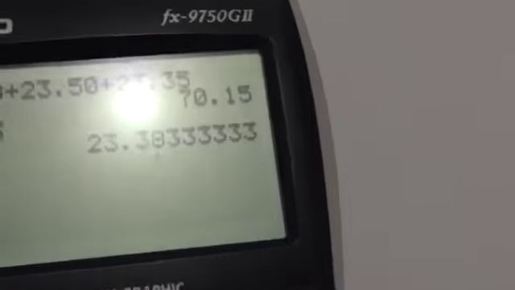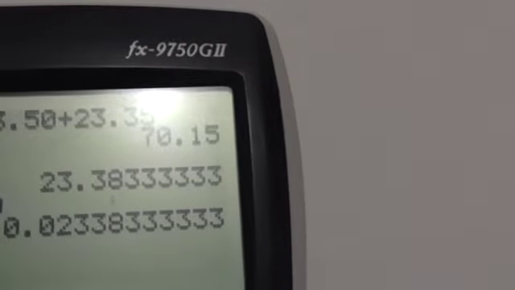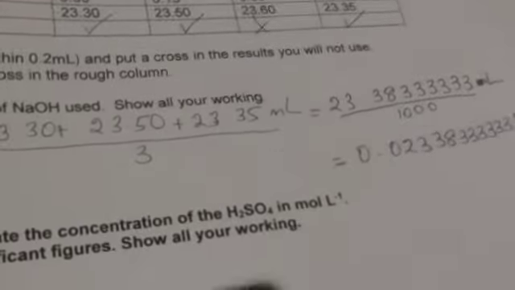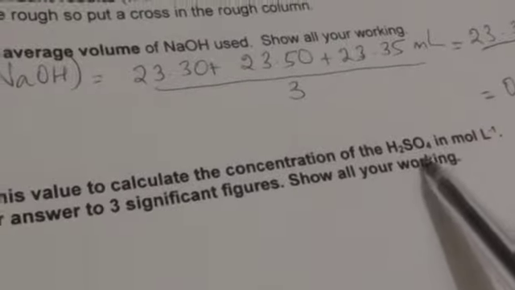So I just make sure I do this on my calculator as well. Divided by 1000, and I've got 0.02338 followed by 6 3's, and the unit is liters. So I've got the average volume of sodium hydroxide. The next thing I need to do is now find the concentration of sulfuric acid. So we need to go through those 3 steps.